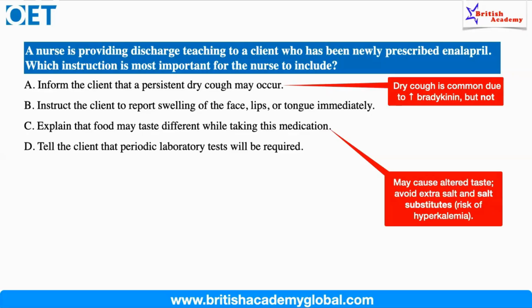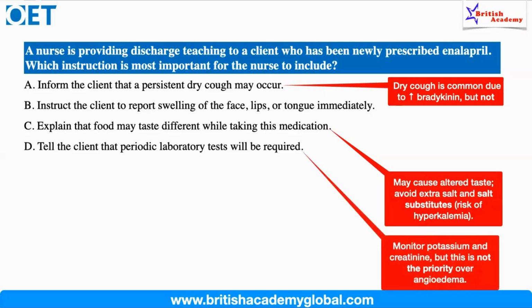Option D says, tell the client that periodic laboratory tests will be required. Now it is required. You need to keep checking the potassium and creatinine levels, because we want the renal functions and hypertension functions to be normal. We don't want angiotensin mechanisms or any kind of mechanisms hampered that control the blood pressure. But still, that is important, but that is not the most important. Which one is fatal? Let's look at option B.